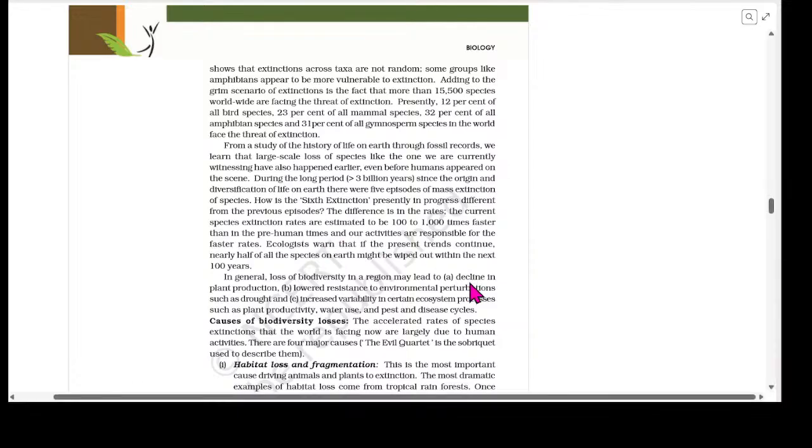Ecologists warn that if the present trends continue, nearly half of the species on Earth will be wiped out within the next 100 years. In general, loss of biodiversity in a region may lead to decline in plant production, lowered resistance to environmental perturbations such as drought, increased variability in certain ecosystem processes such as plant productivity, water use, and pest and disease cycles.